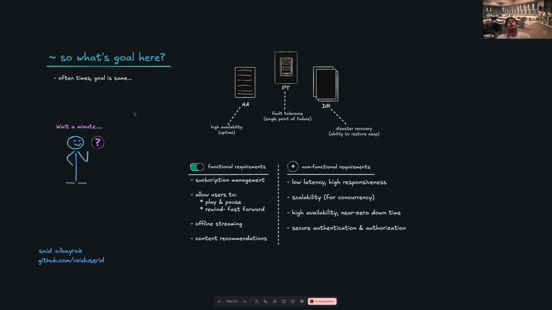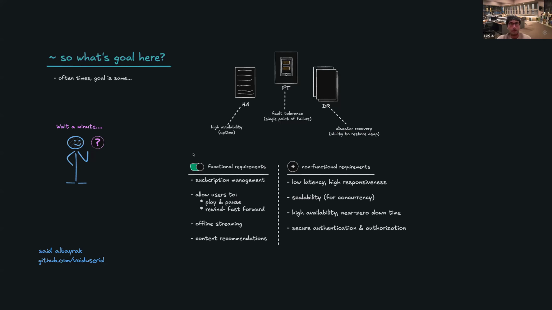So what's the goal here? The three main goals are HA, FT and DR. What are those? High availability, uptime, fault tolerance, single point of failure. If one thing fails, only that service fails, nothing else. So every other node can work independently, and clients, customers still get something. And there's disaster recovery, right? Ability to restore as soon as possible.